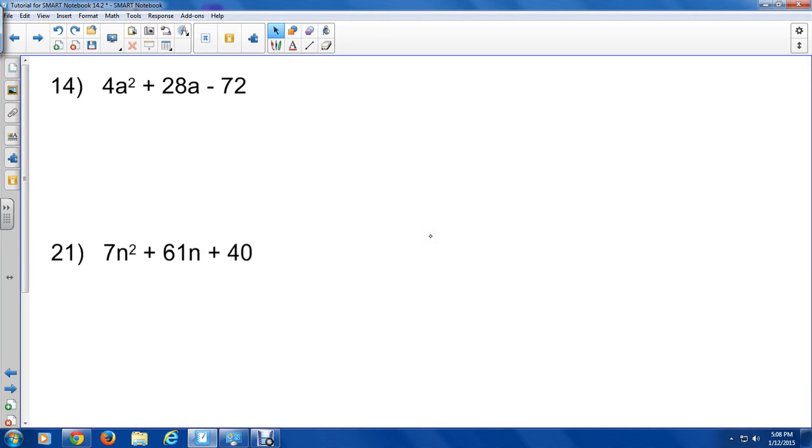Okay, I'm looking at number 14, and this is definitely a harder factoring problem. And the reason I say that is that my trinomial does not have a coefficient of 1 on my variable squared term. My leading coefficient is something besides 1. I'm looking right here, just so you're following. Right here I have a 4. Okay, and factoring is considerably easier when you have a 1 right there.